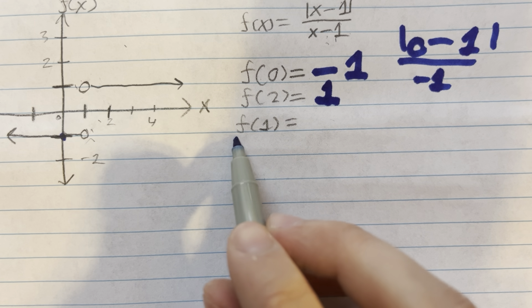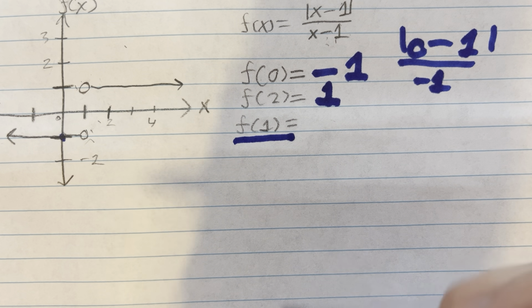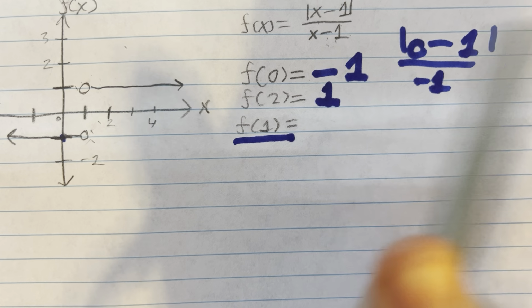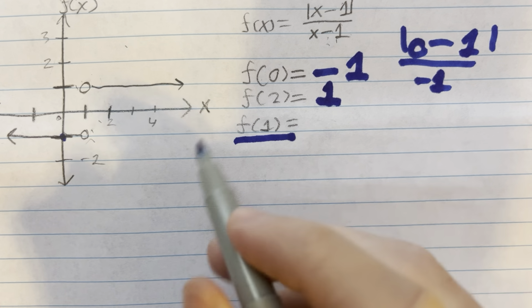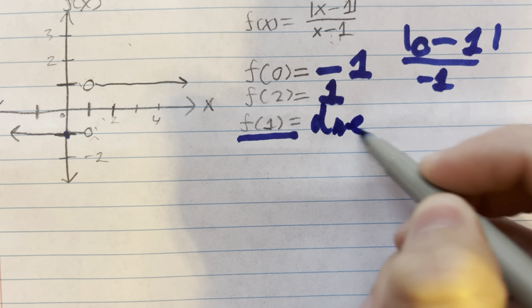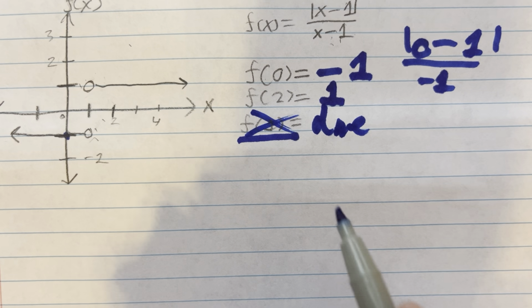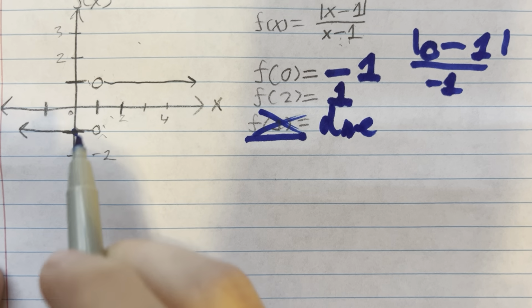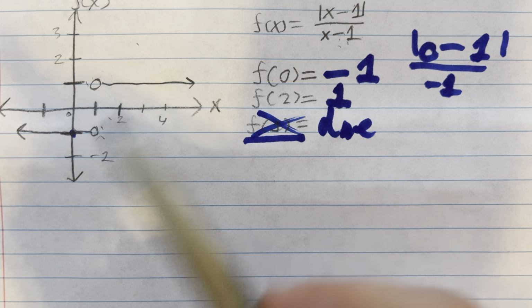But here we go, f of 1. This doesn't exist, right? We can ignore this for now. You could say it does not exist, DNE, cross it out. The function does not exist at the center, x equals 1, right?